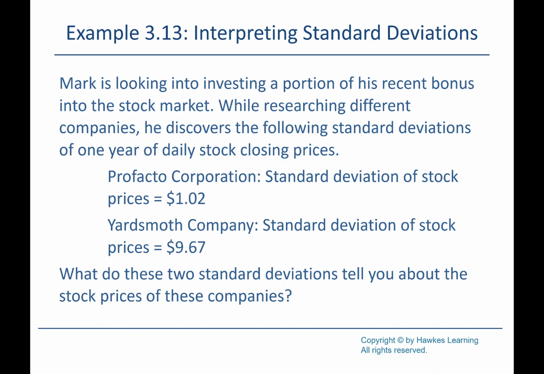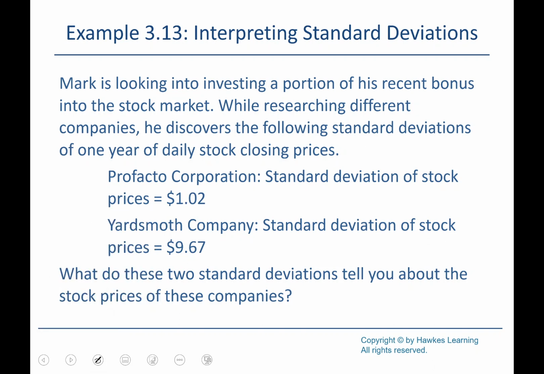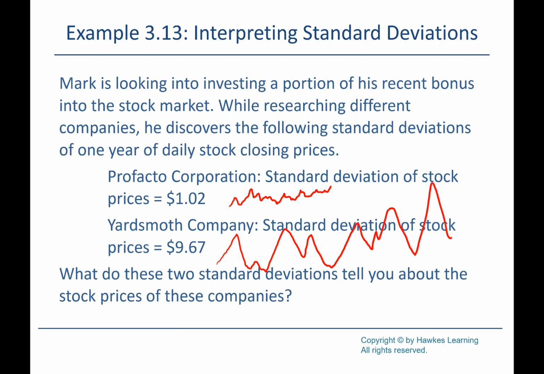Okay, let's see. So if you're tracking the graph of the prices, we don't know what the numbers are on the price, but this one, we expect to go up and down a little bit every day, right? About $1. This one, we expect it to go up and down and up and down more, with bigger jumps. More variable.